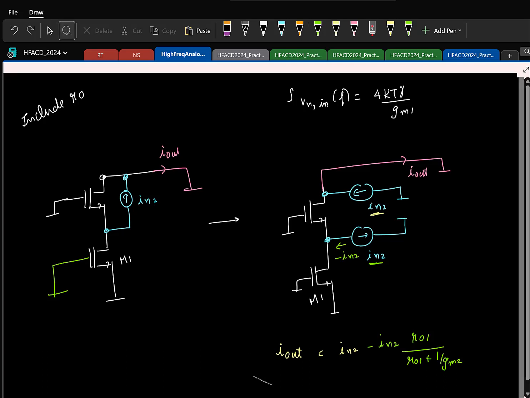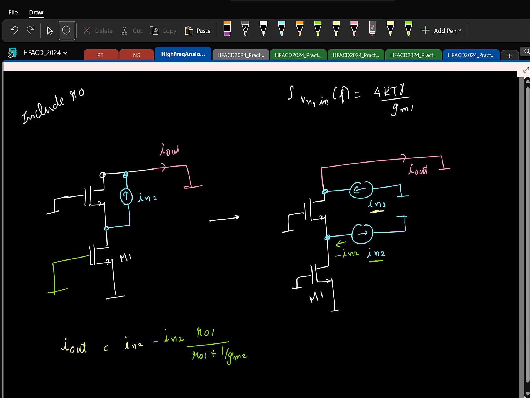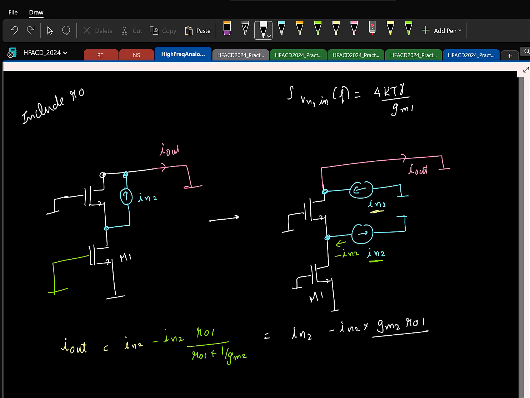So let me put it here. If I simplify this, I'll have IN2 minus IN2 times gm2 by, so this is going to be IN2 times 1 by 1 plus gm2 R01. So even if R0 is there, as long as the R0 is large enough, the current gets suppressed by this factor. Okay. So again, if I were to write the total thingy, so let me write it. So this is basically the short circuit current.